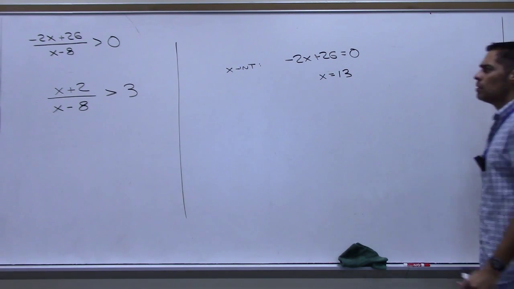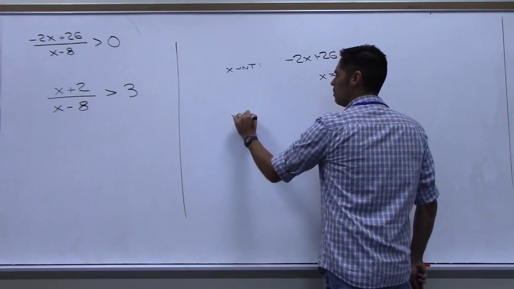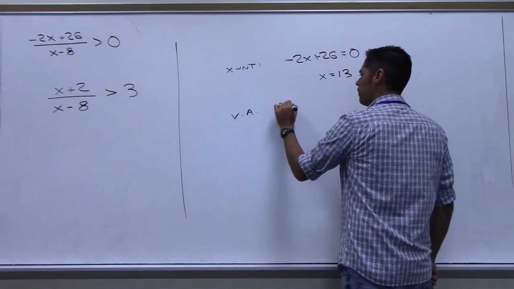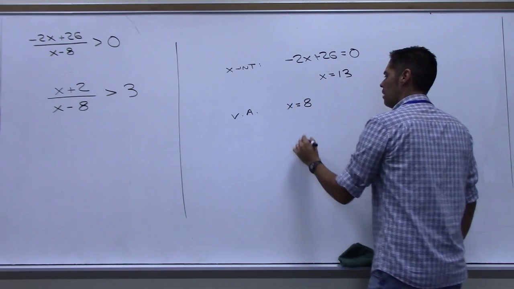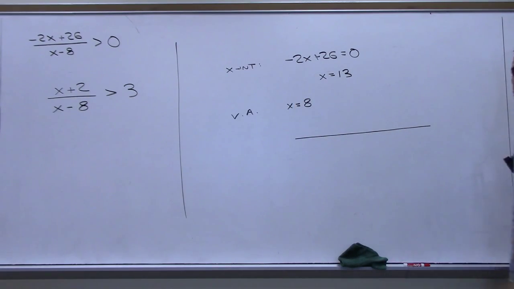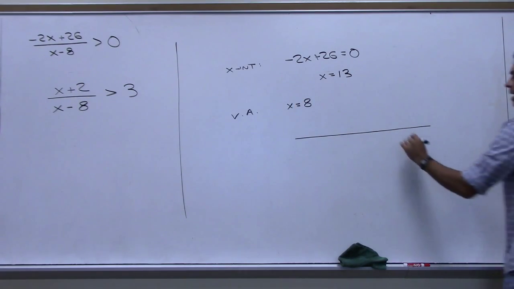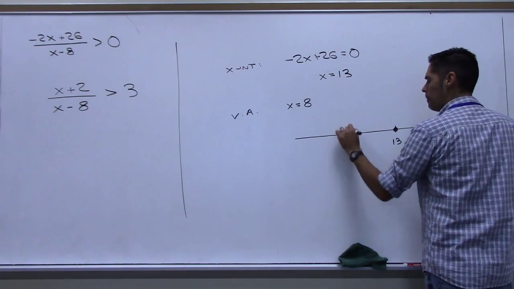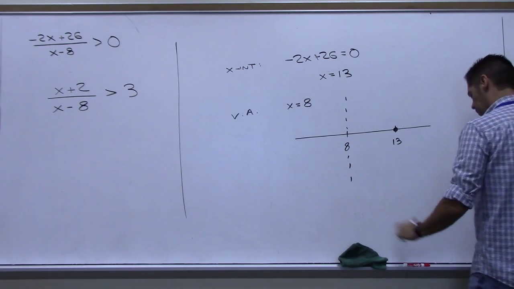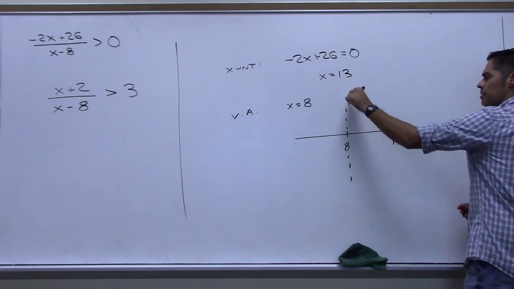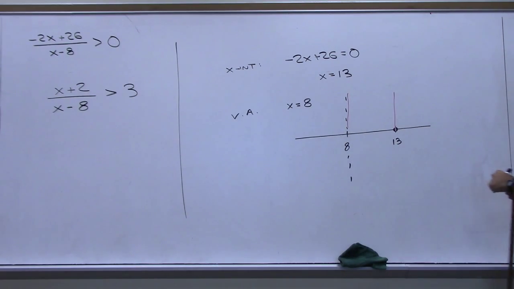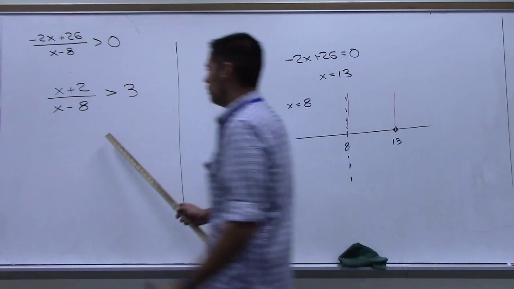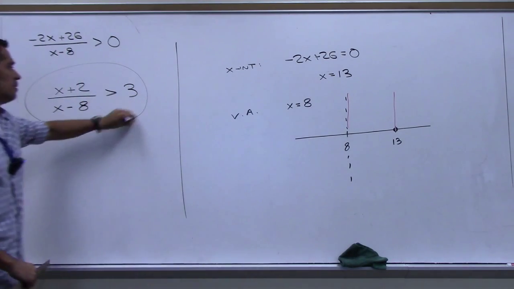So vertical, 8. And so I'm only going to have 3 test points. X-intercept at 13, a vertical at 8, which creates 3 regions that I will test. And I will test them into the original one right here. I'm going to test them right in here.